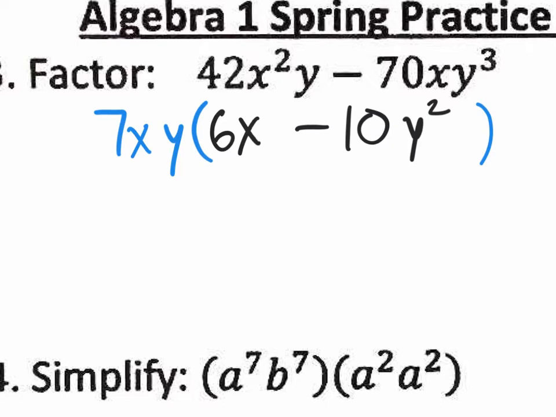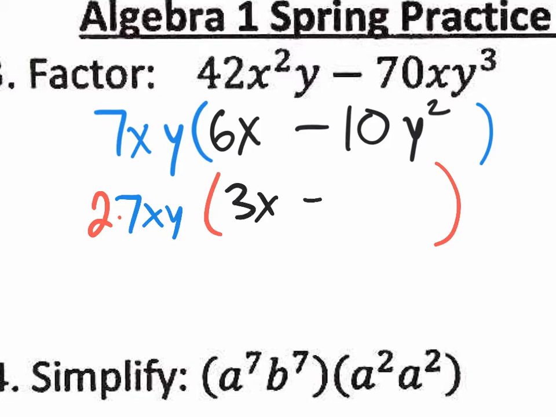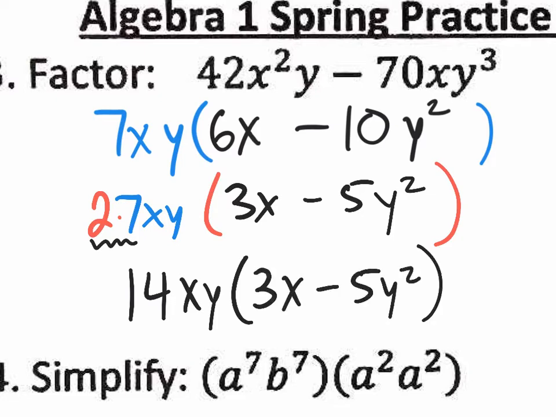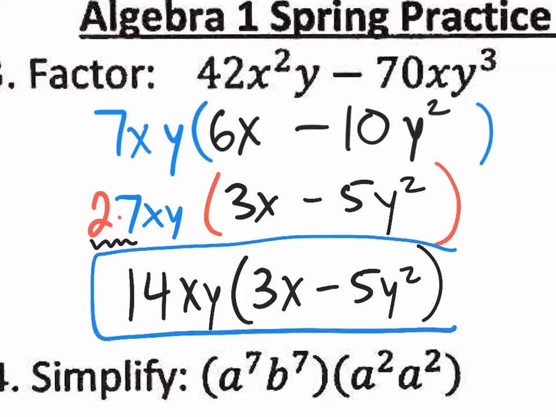But even if you make this mistake like I just did right here, let's pull out an additional 2. So if I have the 7xy and I pull out a 2, I need to multiply the 2 times 7, right? But let's pull out that 2. What would be left if I pull out a 2? Instead of 6x, what would I have? 3x. And if I pull out a 2, minus 5y squared. So all I need to do now is multiply 2 times 7 and get 14xy. What would I have left? 3x minus 5y squared. And that is the answer to that one.